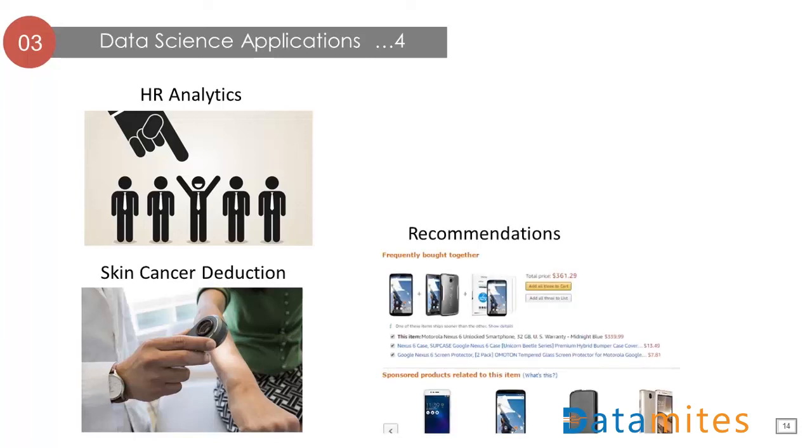You have recommendations. If you buy something on Amazon or any retail shop, after you buy, or maybe while browsing, you see 'frequently bought together'. Where is this coming from? This is coming from a machine learning algorithm called association rule or recommendation engine, right?